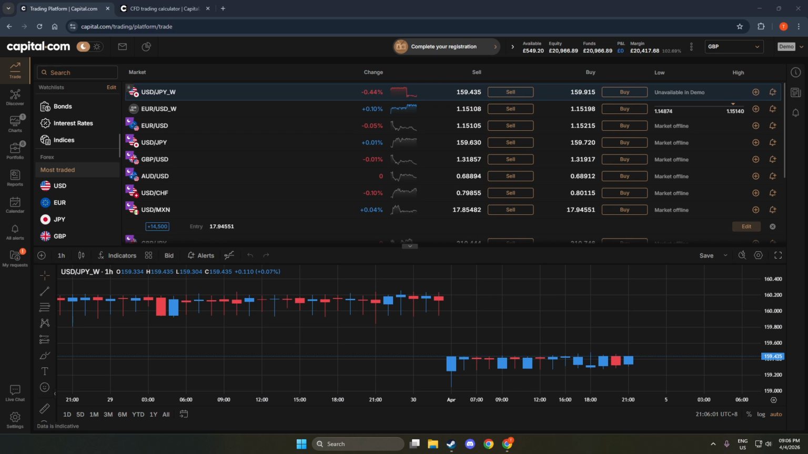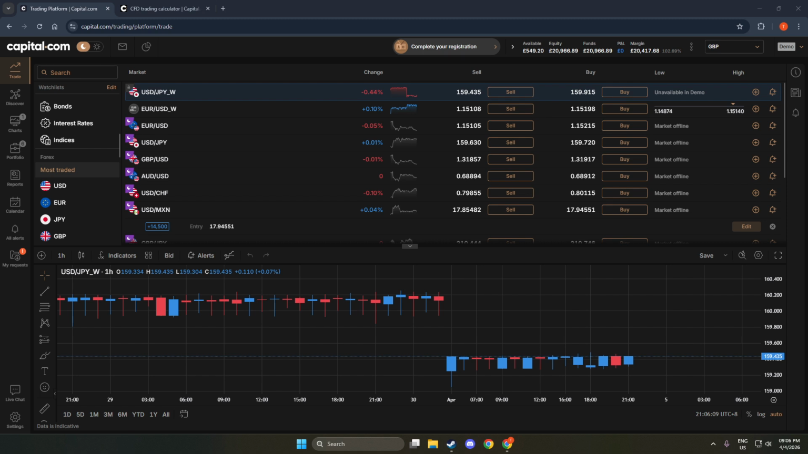First, open a trade just as you normally would. Pick your market, decide whether you want to buy or sell based on your analysis, and bring up the order ticket. Think of this as your control panel for risk and position size. Before you confirm anything, you'll set your protection.